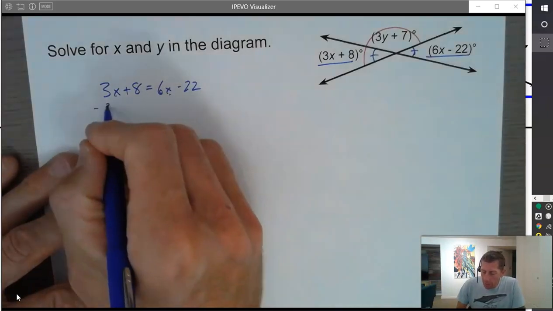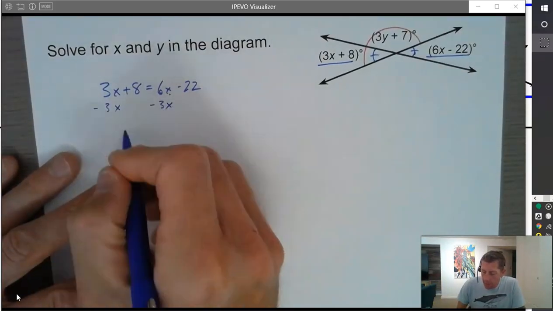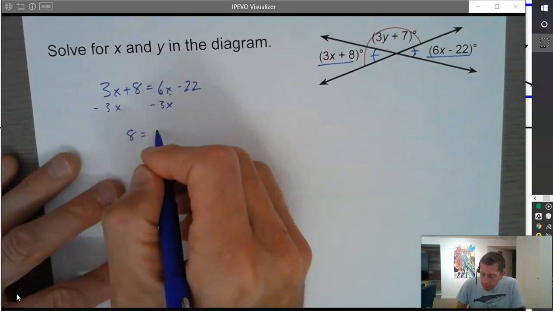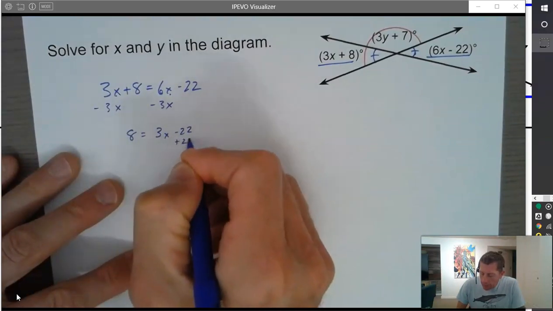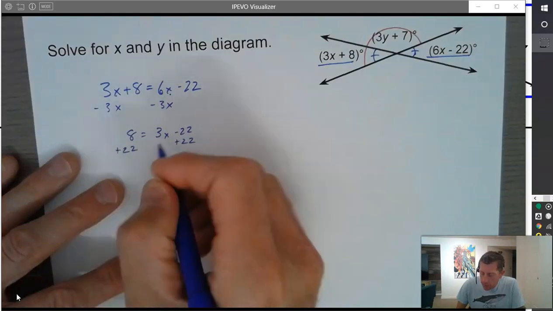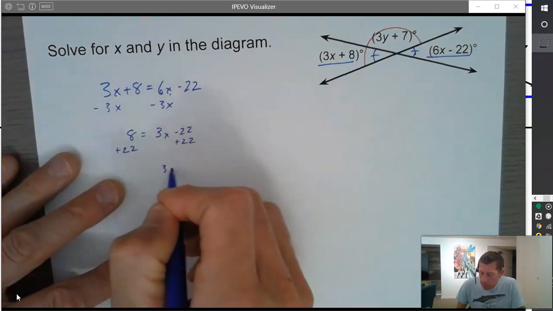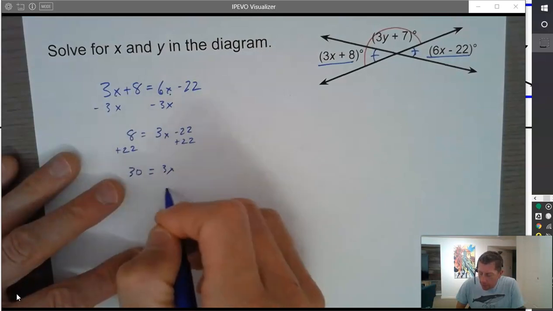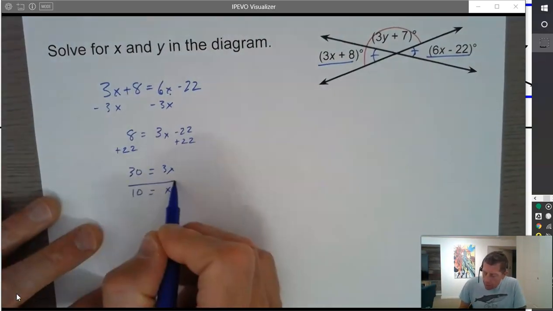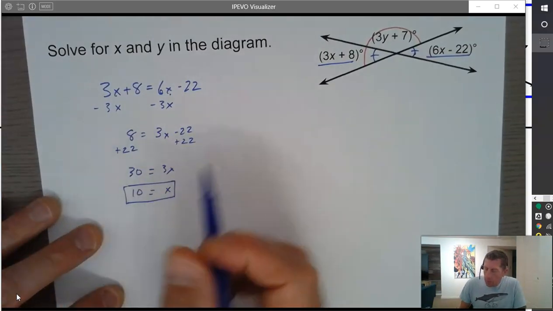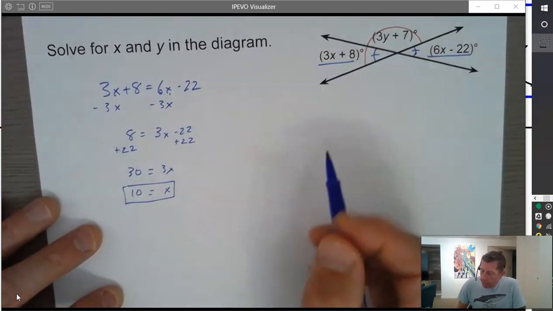Now I'm going to subtract my 3x from both sides, and I have 8 equals 3x minus 22. Add 22 to both sides, and I get 3x equals 30, x equals 10. Okay, so I solve for x in this situation. Now I need to solve for y.